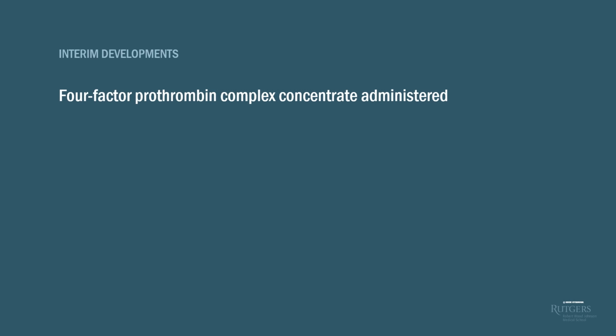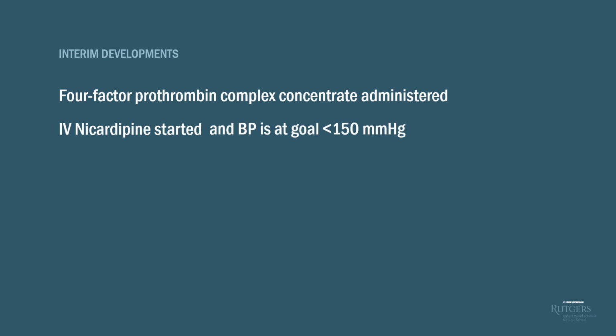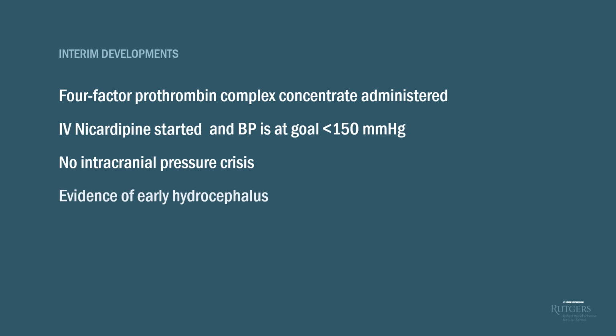You order and administer 4-factor prothrombin complex concentrate to emergently reverse her apixaban. Calcium channel blocker nicardipine is being infused intravenously, which is maintaining her blood pressure at our goal of less than 150 millimeters mercury. Currently, there is no evidence of intracranial pressure crisis, but you saw on that CT that hydrocephalus is brewing, so you know that this patient is unstable and promptly sent her up to the neurocritical care unit.